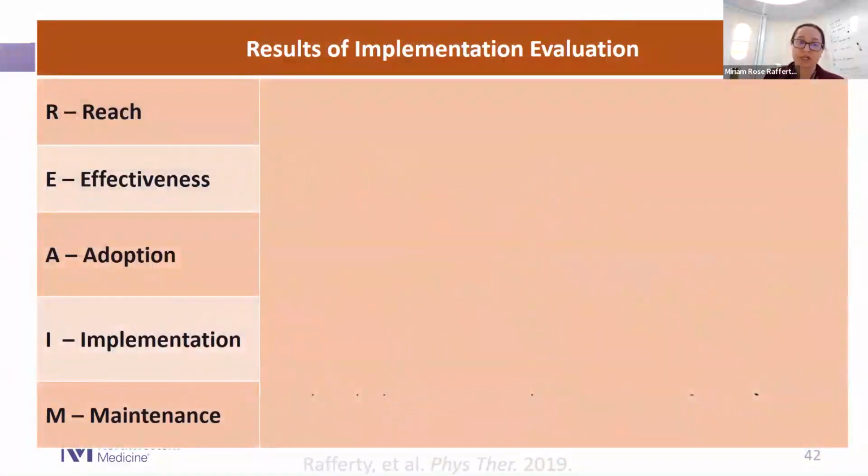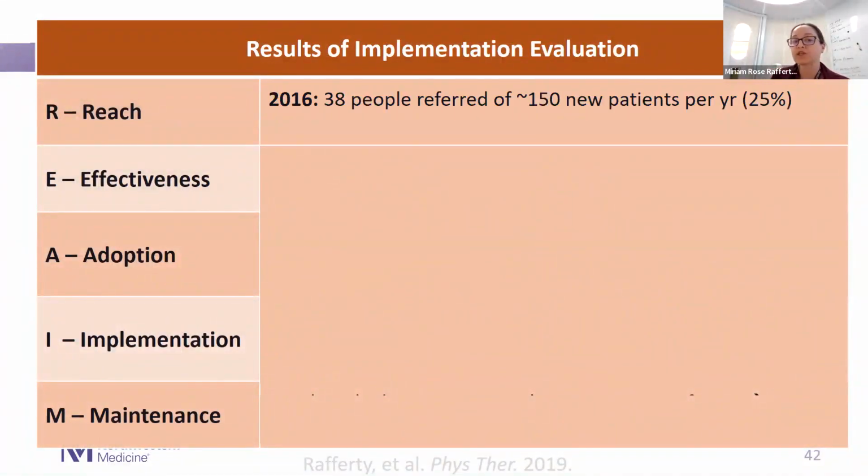Moving on to REACH. In 2016, that was the first year of our program, and we found that we received referrals for 38 patients with Parkinson's. These were 38 patients that otherwise would probably not have been referred to therapy. So this is, in the past, were not referred. And this is about 25% of the Northwestern new patients each year.